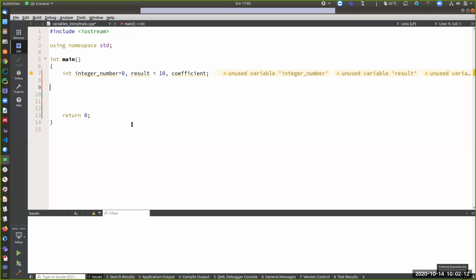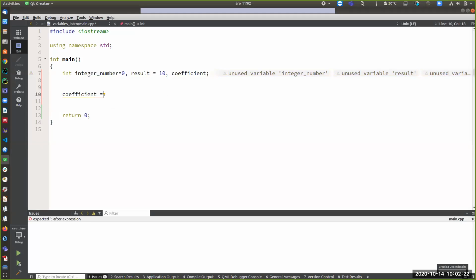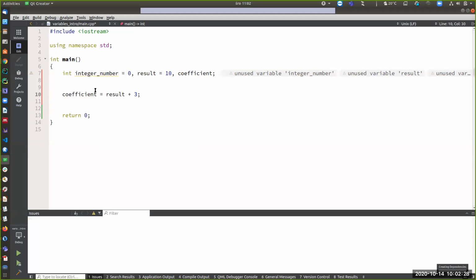And remember that even in mathematics, it is okay. So coefficient is equal to result plus 2. Okay, so the assign operator is used to assign this value to the left value, so to the variable which is on the left hand.